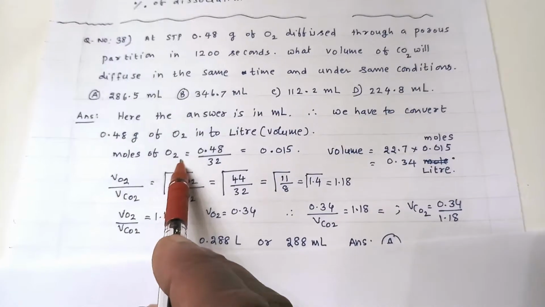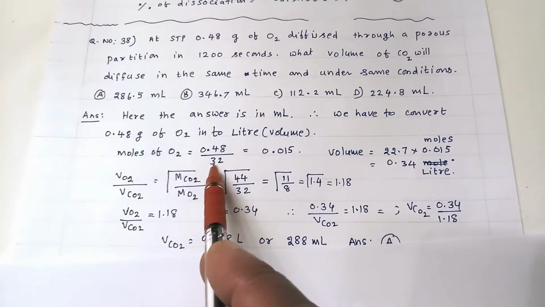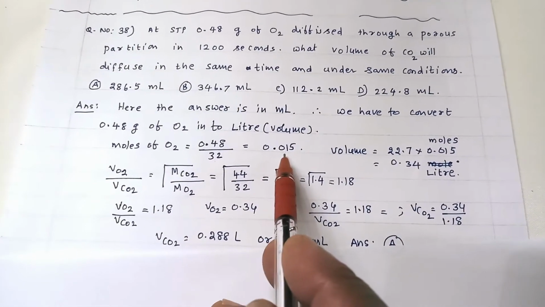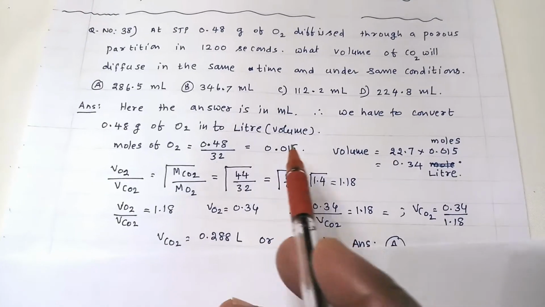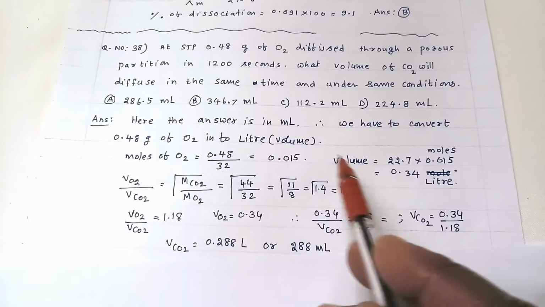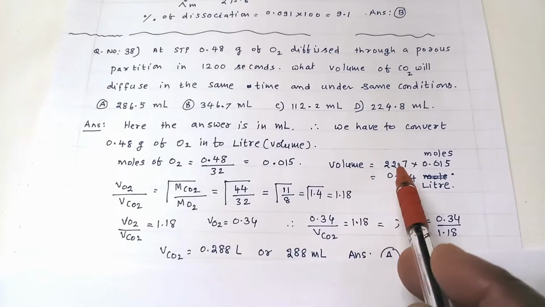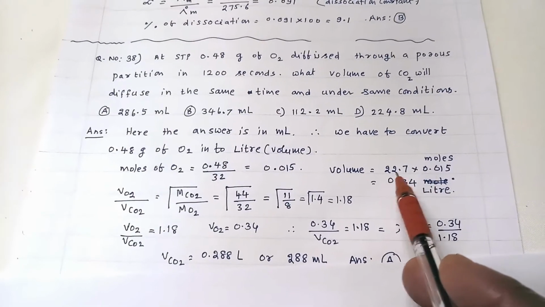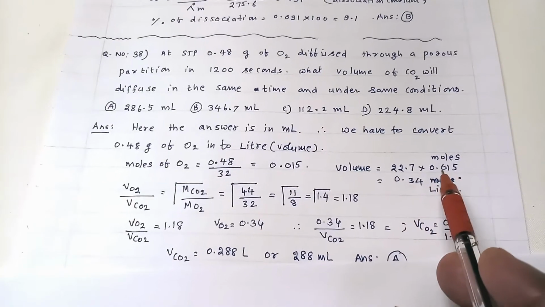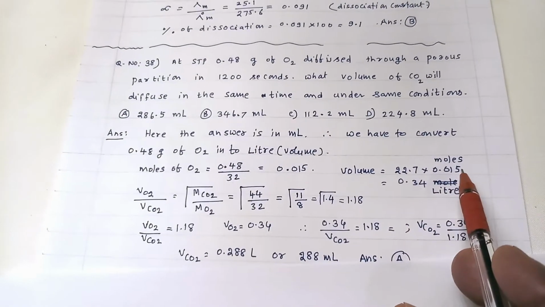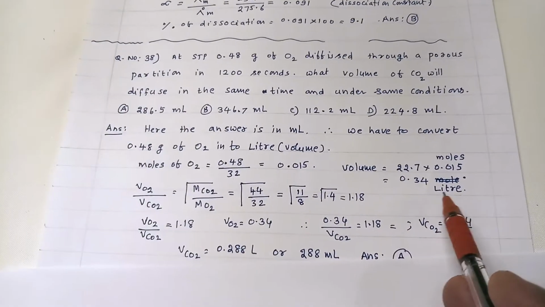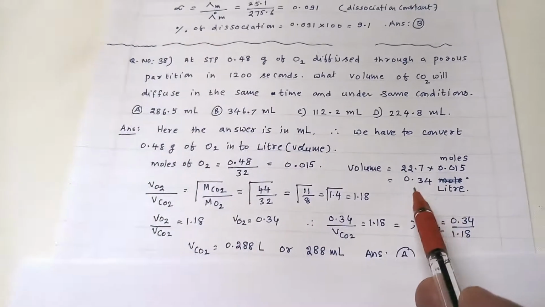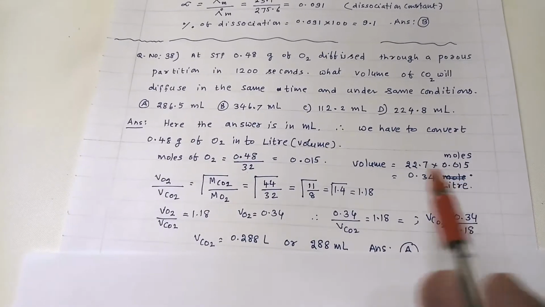So moles of oxygen is equal to 0.48 divided by the molecular weight of oxygen, 32. So 0.015 moles of oxygen is coming. If we are converting moles to volume, 22.7 liters will be occupied by 1 mole. So 22.7 into 0.015 moles, so 0.34 liters is coming. So the oxygen volume is 0.34 liters.